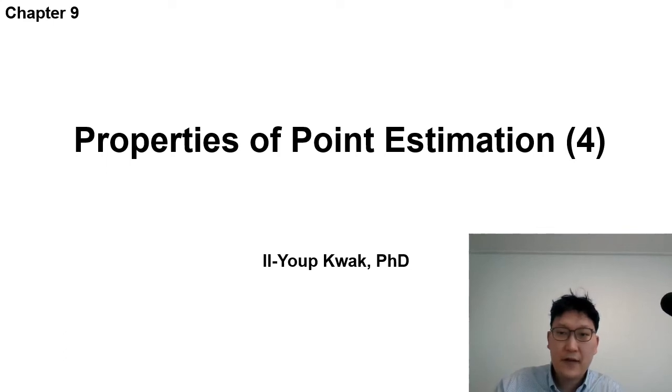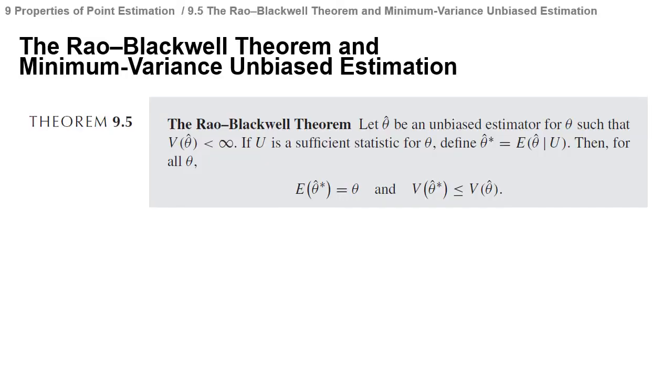Okay, hello everyone. Today we will learn properties of point estimation part 4. We will cover the Rao-Blackwell theorem and MVUE, minimum variance unbiased estimator. Chapter 9.5 is about the Rao-Blackwell theorem and minimum variance unbiased estimator.